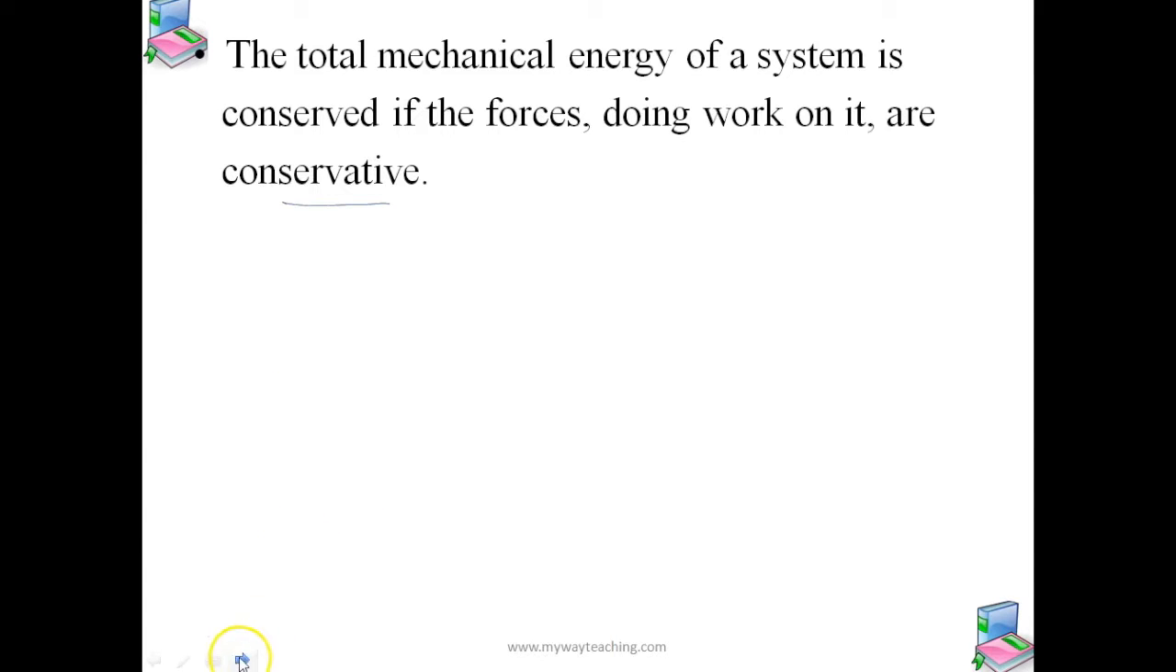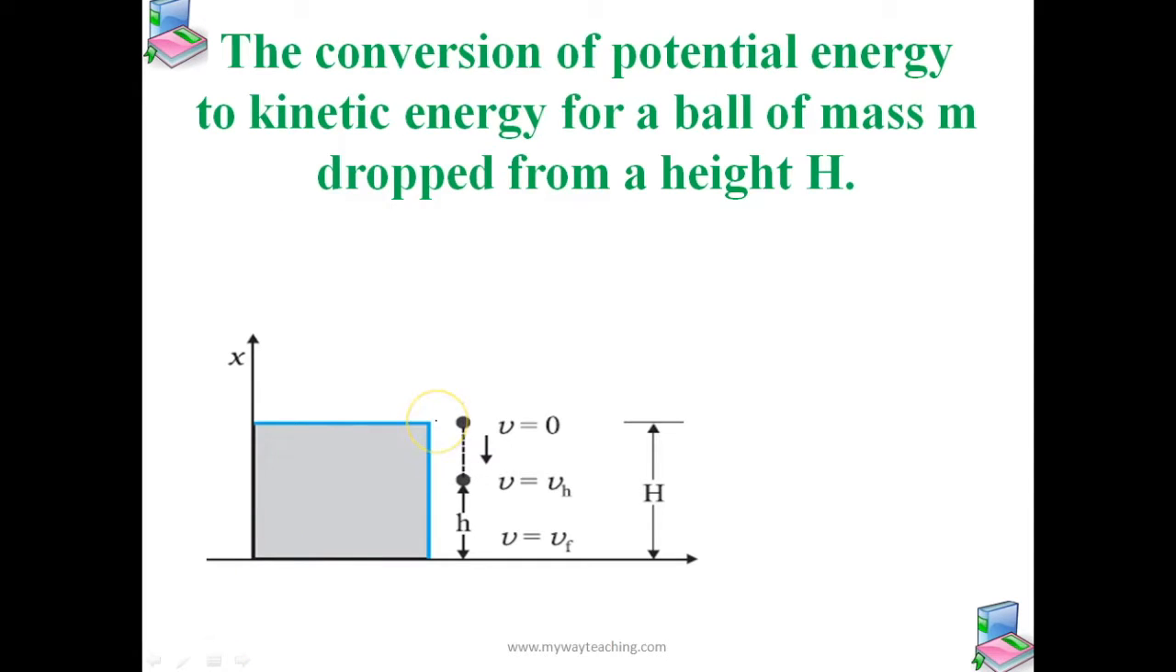Consider one simple diagram here: the conversion of potential energy to kinetic energy for a ball of mass m which is dropped from a height h. At the height h it has full potential energy. As it reaches the ground, that potential energy is converted into kinetic energy. That is the simple example.